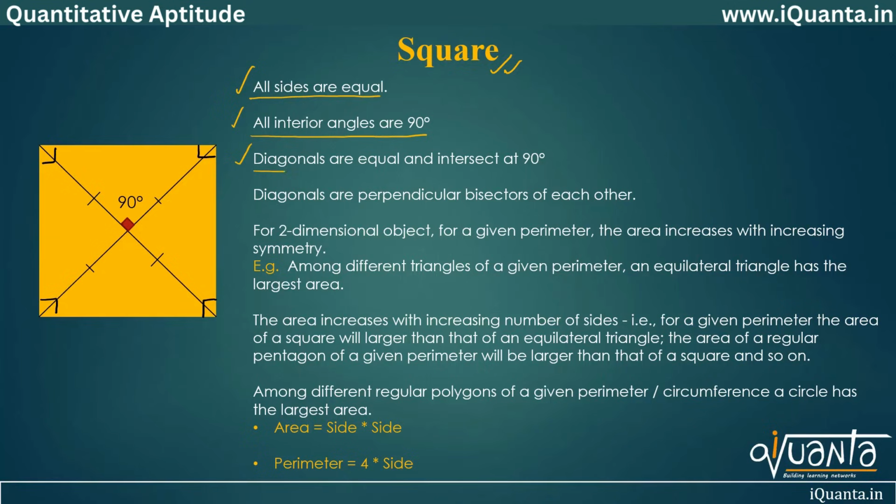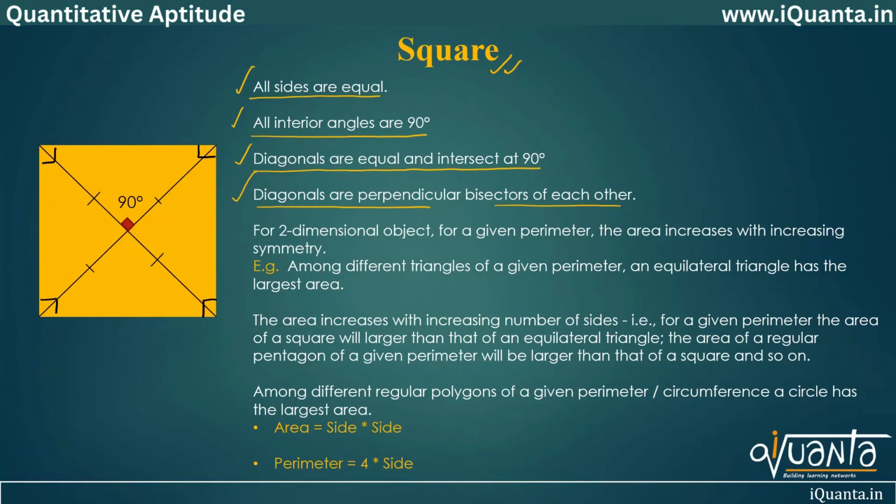Next property is diagonals are equal and intersect at 90 degree. So we can see here that diagonals are equal and they are intersecting at 90 degree. Next property is diagonals are perpendicular bisectors of each other. So they do intersect at 90 degree as well as they bisect each other. That means this particular diagonal will bisect the other diagonal that is perpendicular to it. So this part will be equal to this part. Similarly, this diagonal will bisect the other diagonal and this part will be equal to this part. I hope this is understood.